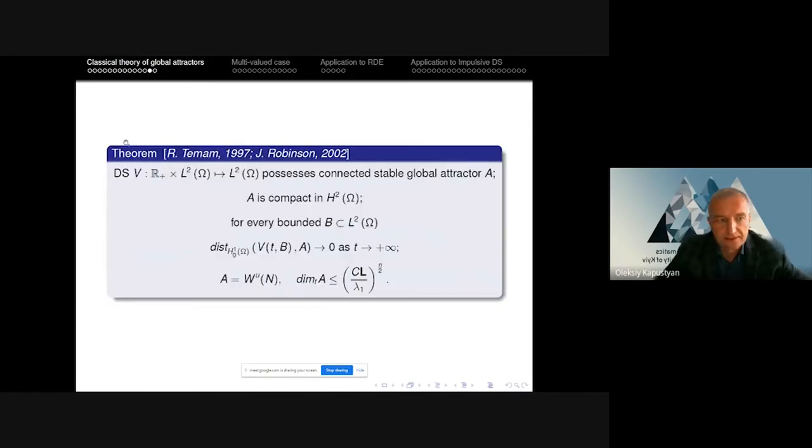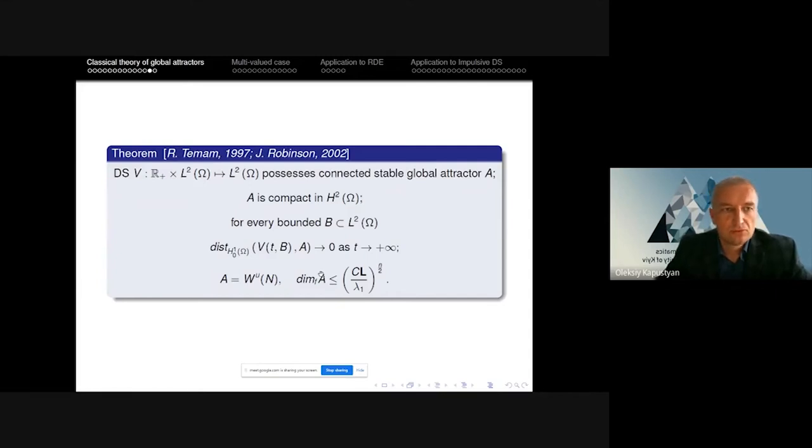So after that, this theorem guarantees that our dynamical system V possesses a connected stable global attractor A, which is compact in the Sobolev space H2, so it consists of more regular functions, and which is an attracting set with respect to topology in H01. So it attracts all bounded subsets from L2, but in the topology of H01. And A has a gradient structure, and has a finite fractal dimension. So this is a complete collection of properties concerning the global attractor.